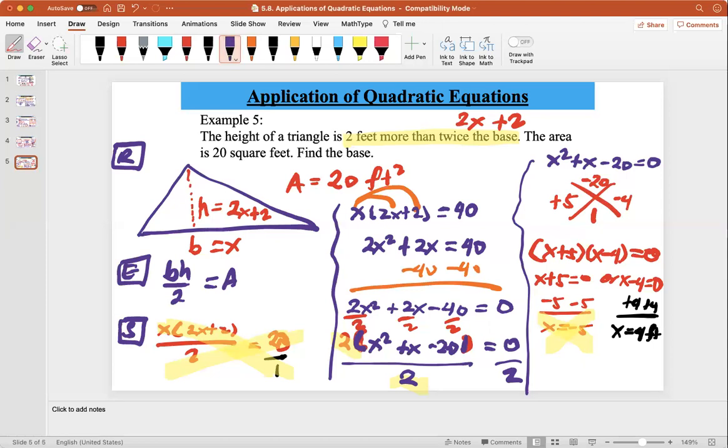So we can now write our answer. We say the base is 4 feet. If you want to find the height, again, evaluate 2x plus 2. In the future, you might be asked to find the height. But our base is asked, so we are done.